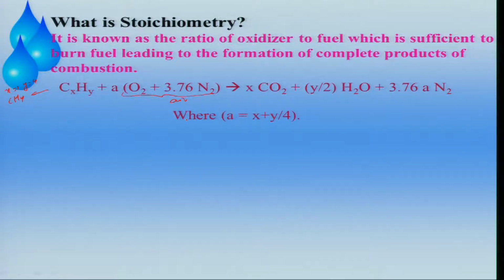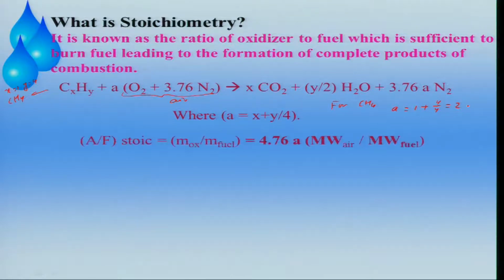So, in this balanced equation, A is equal to x plus y by 4. Of course, if I take methane, what will happen to A? If I take x as 1 and y as 4, A becomes 1 plus 4 by 4, which is equal to 2. We have seen in the last slide that A turns out to be 2 for methane. So, the stoichiometric air-fuel ratio, the mass of oxidizer divided by the mass of fuel, happens to be 4.76 A times the molecular weight of air, MW of air, divided by MW of fuel, the molecular weight of the fuel.